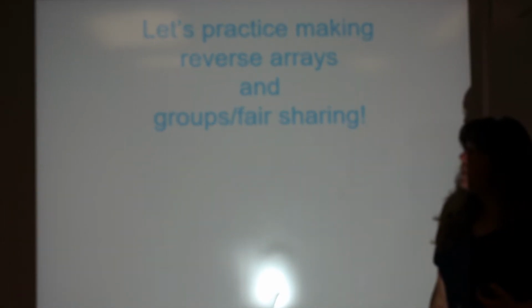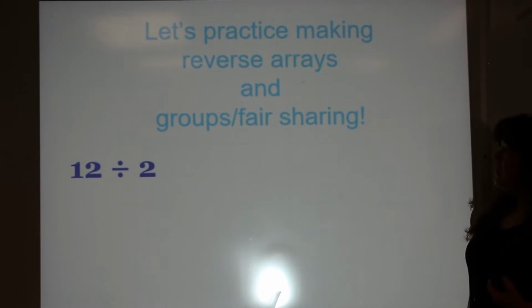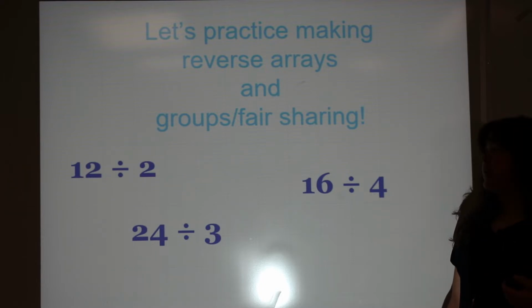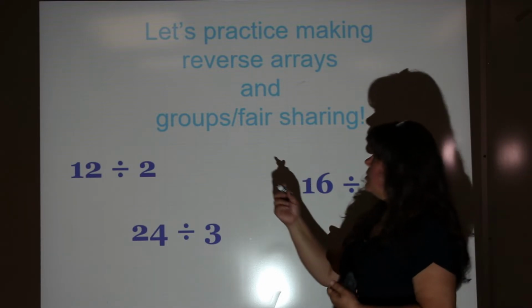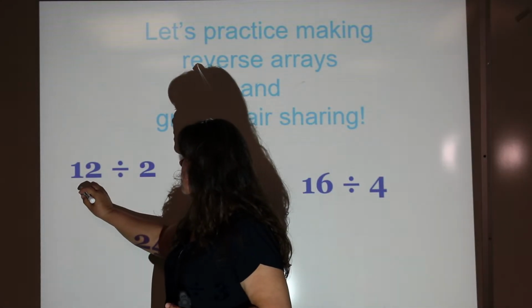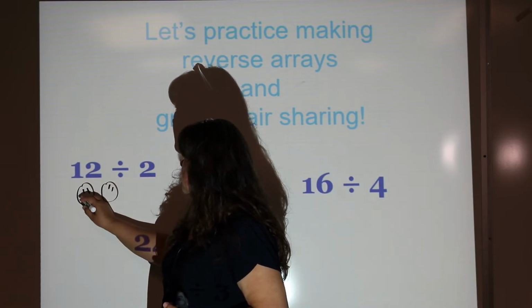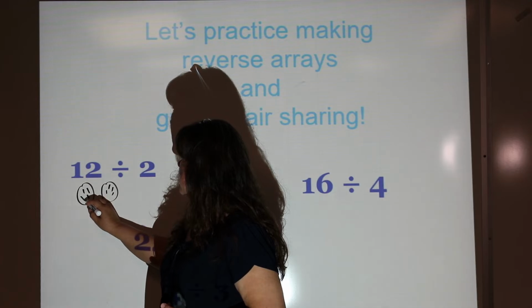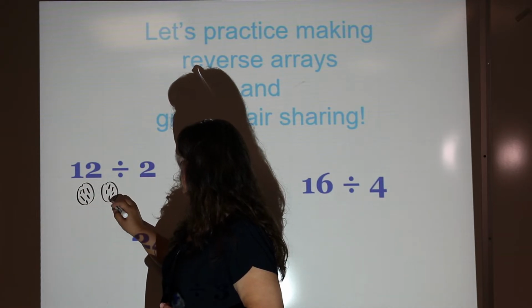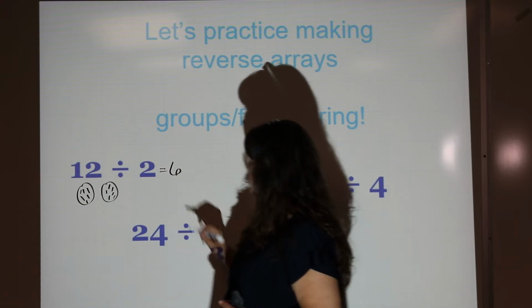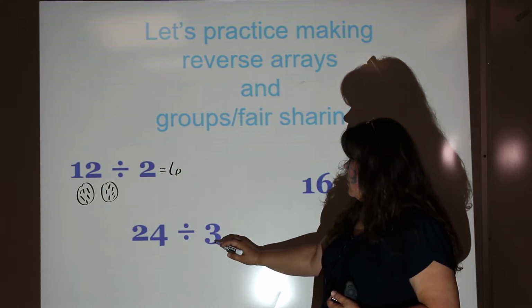Practice making reverse arrays and groups of fair sharing. So I have 12 divided by 2, 24 divided by 3, and 16 divided by 4. So we can do different ones we want to do here. We could do groups of fair sharing, so I'd have 2 circles here. 1, 2, 1, 2, 3, 4, 5, 6, 7, 8, 9, 10, 11, 12. 1, 2, 3, 4, 5, 6. I have 6 in each one. So there's my quotient.